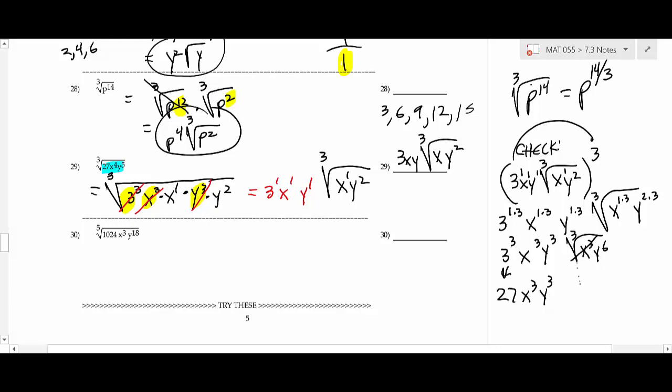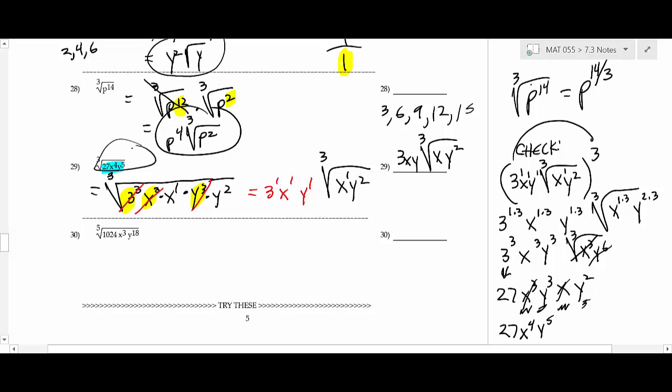Tell me what the cube root of x to the third is. Well, you need to be fast on that. 3 divided by 3 is 1. What's the cube root of y to the sixth? Y to the second. 6 divided by 3 is 2. Now, if you multiply this together, what's x to the third times x? Isn't that x to the fourth? What's y to the third times y to the second? It matches. We're right.